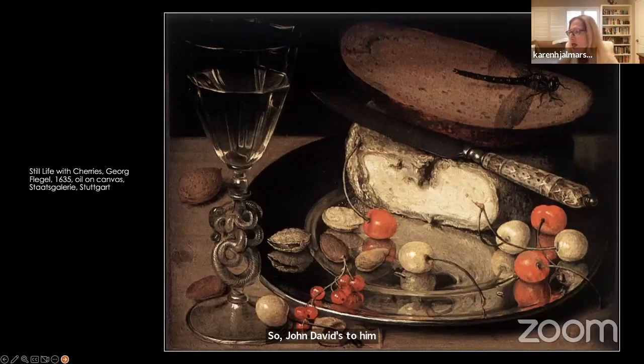So I started thinking about Baroque still life when I saw the book by the great George Flegel. George Flegel was not known to me in graduate school. I was at a book sale at one of the museums, and I saw a book in German of Flegel's work, and I was mesmerized, just mesmerized.